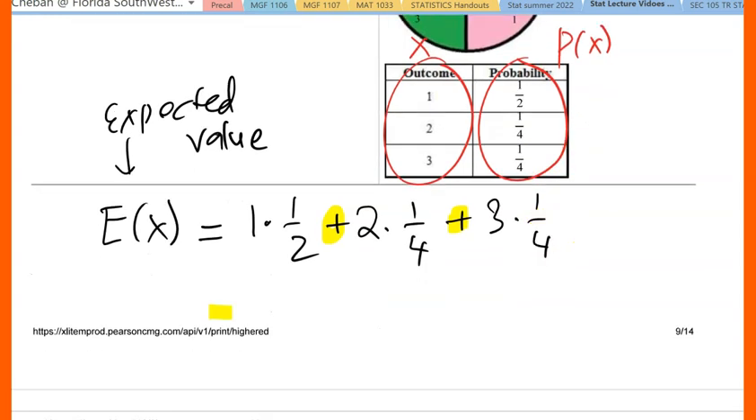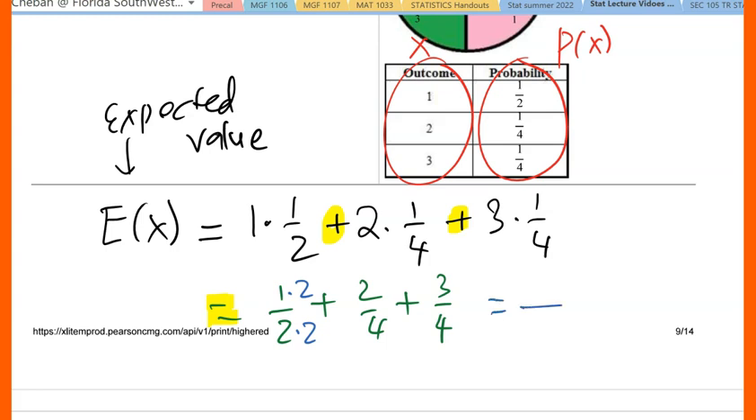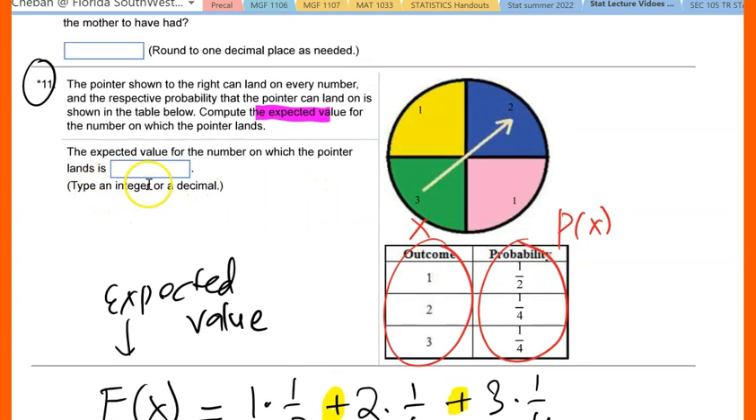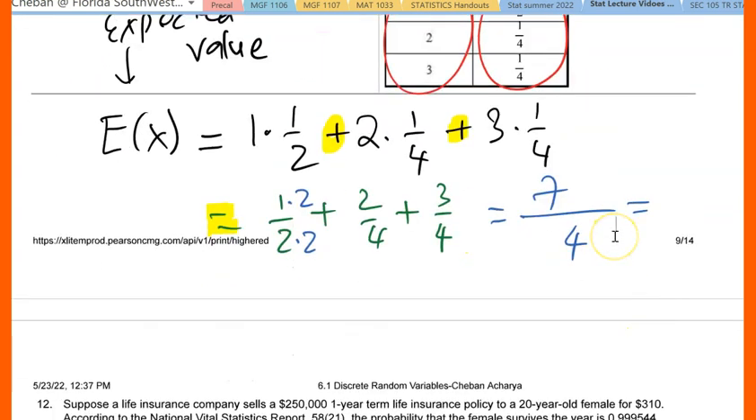And if you do that, it's a simple calculation here. 1 over 2 plus 2 over 4 plus 3 over 4. Let's make the same denominator. Multiply by 2, you get 4 in the denominator. You get 2 plus 2 plus 3 is 7 over 4. That's the answer. It says type integer or decimal, so if we don't use a fraction, the decimal is going to be 1.75. That's the expected value.